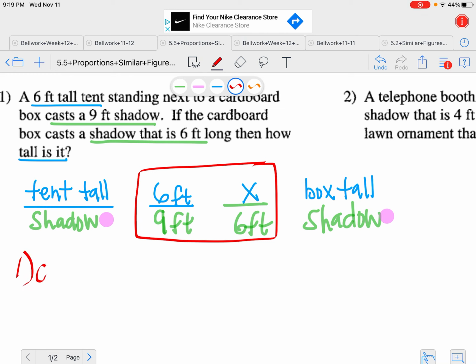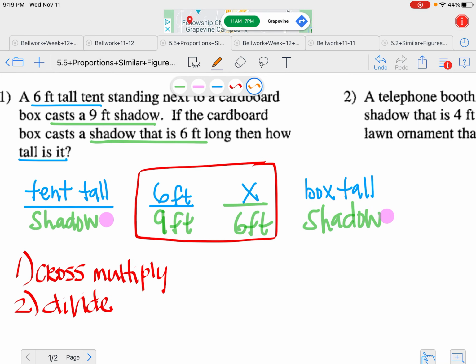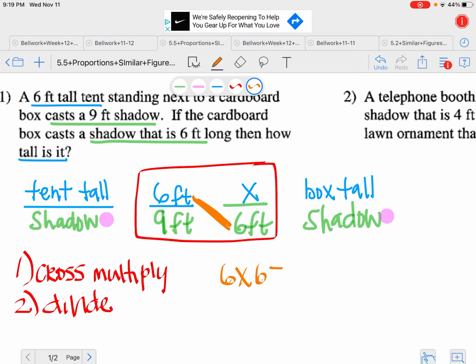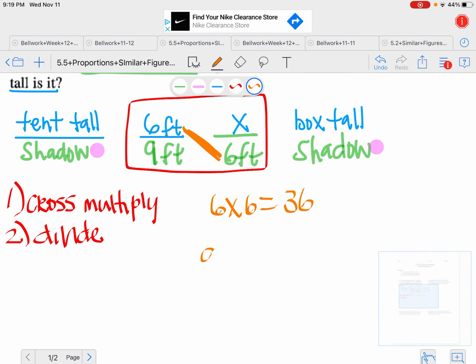And my steps from before, when we had our triangles, was step 1, cross multiply. And then step 2, divide. When you look at these, the numbers that are diagonal, it's 6 and 6. So my multiply question would be 6 times 6 is 36. Then the second step was divide, and the number we have not used yet is 9. So my dividing problem would be 9 divided into 36.